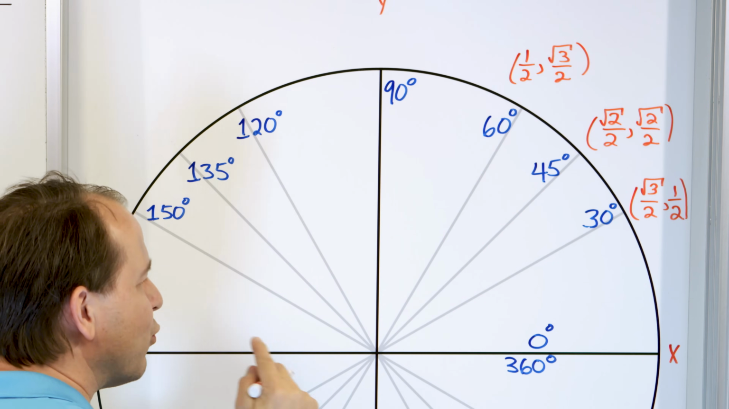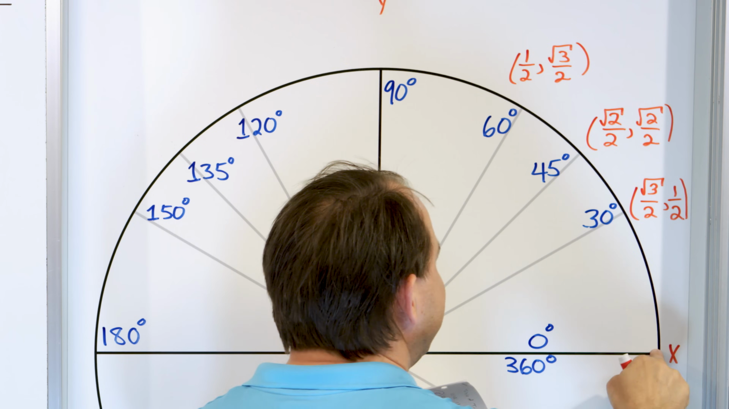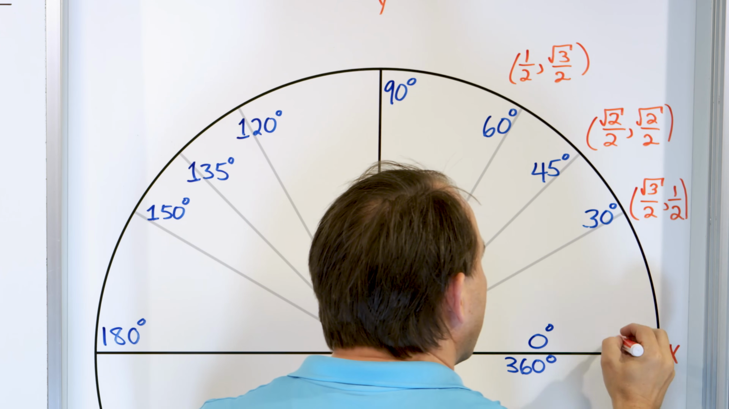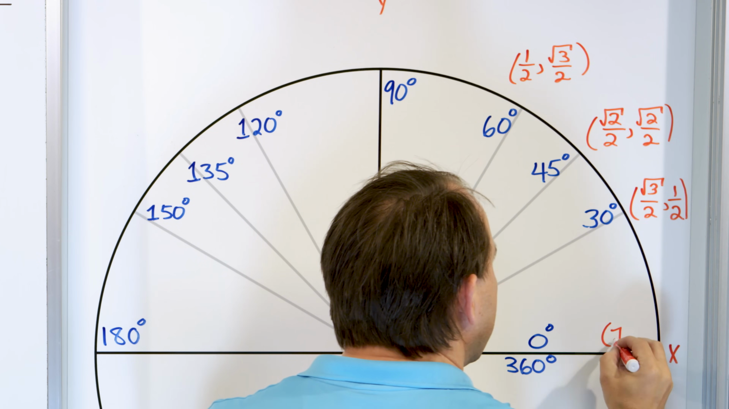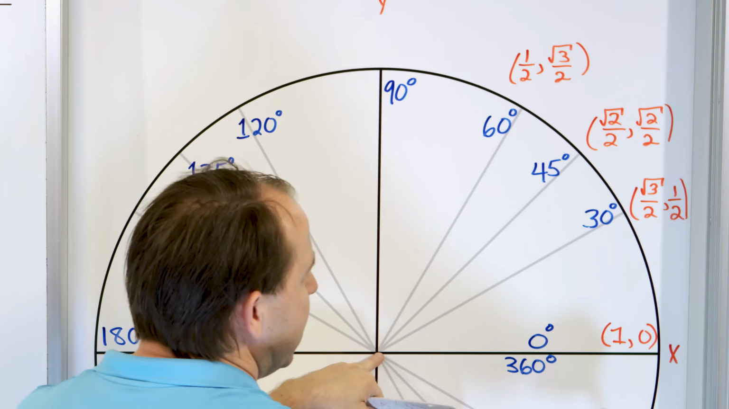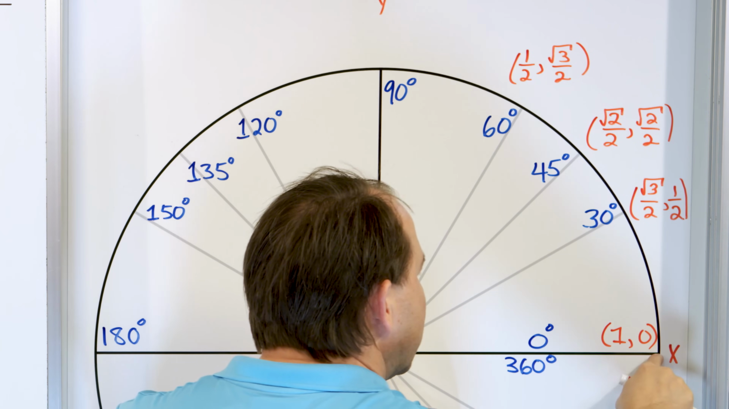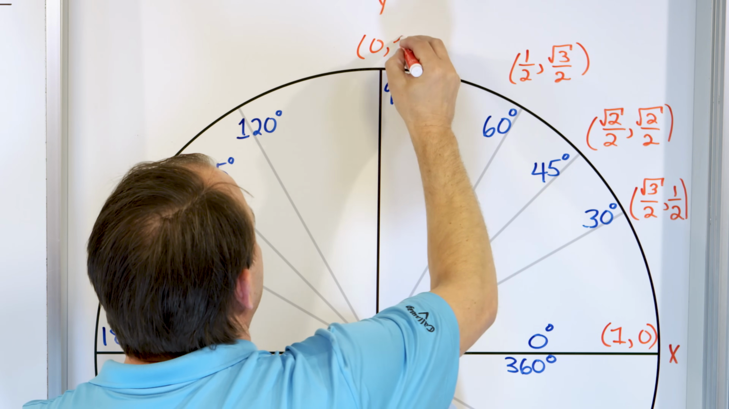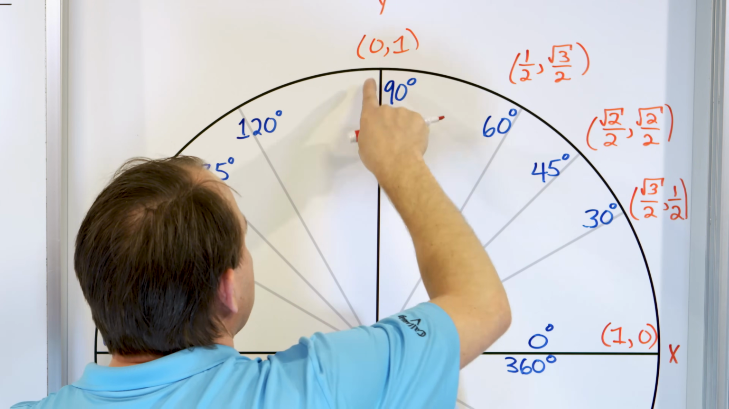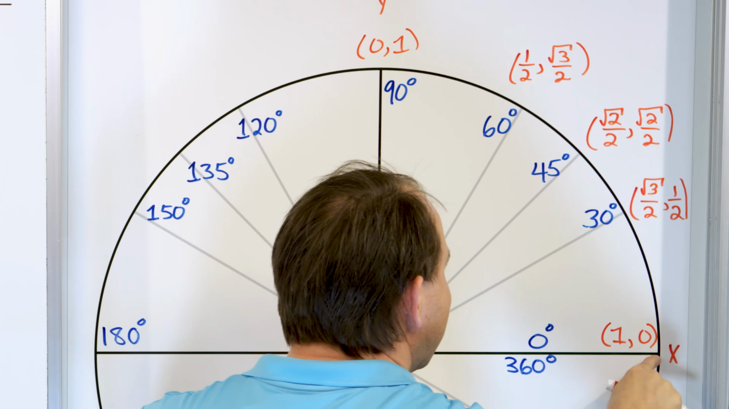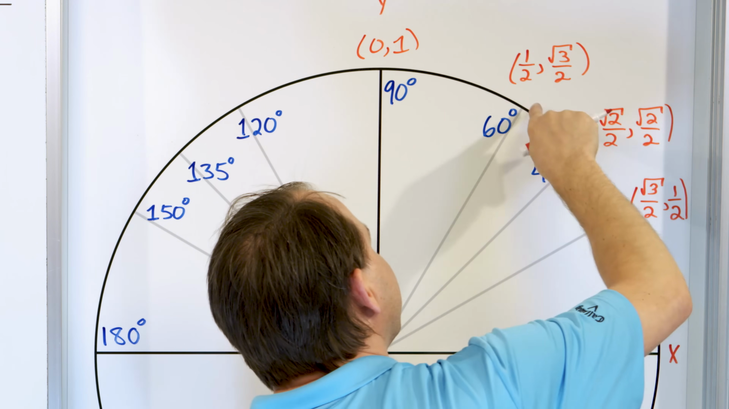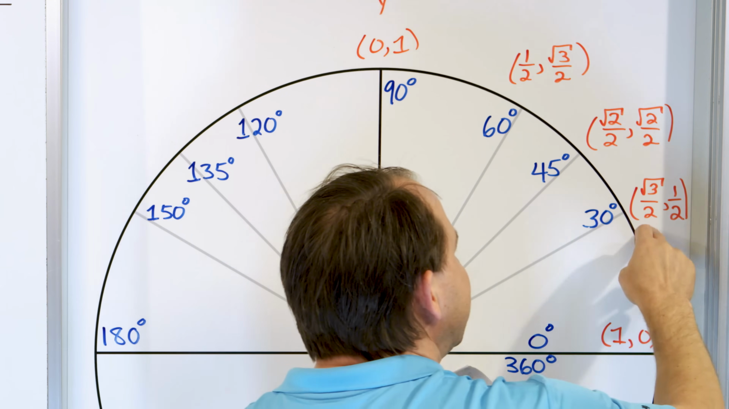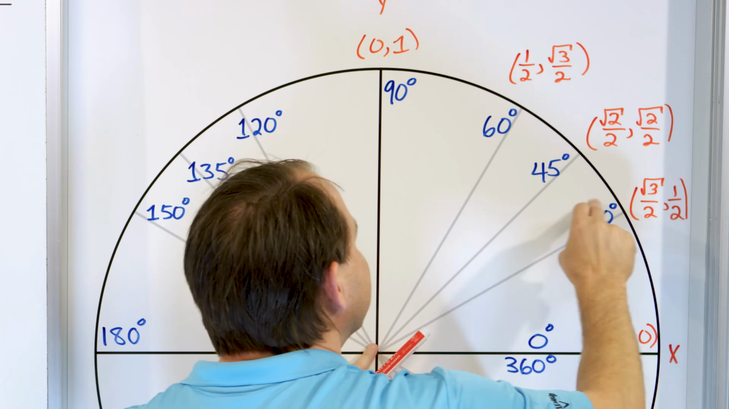Now, a couple of things I'll write down here. What would the coordinates of this point over here be? This is a unit circle, so this is a distance of 1. The x-coordinate of this point right here is 1, and the y-coordinate is 0. So this is 1, 0. What would this point up here be? This point would be 0, 1. X, y, 0, 1. X, y, 1, 0. These other points on the unit circle are just the sines and cosines of these numbers here. The cosine is the x value, and the sine is the y value.